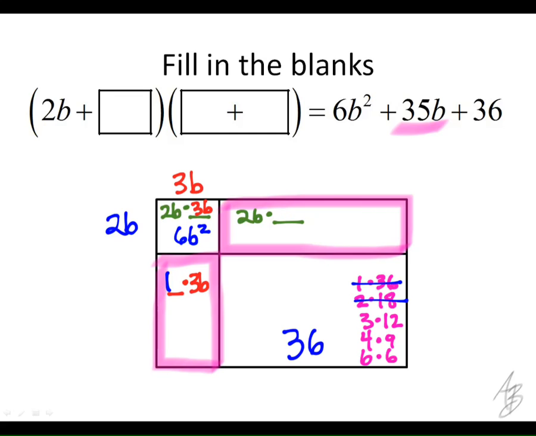What if I put the 12 here? What's going to happen right away? It's 36, and that's too big already, right? So that one's out. All right, so 4 and 9.